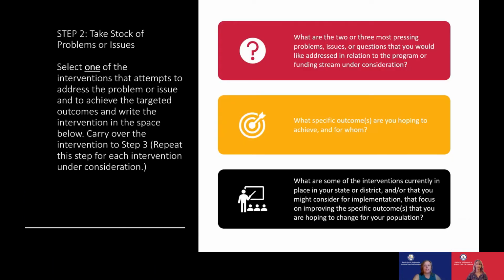Now that you have finished step 1, convene the entire team, review the materials, and decide on what the most pressing problems, issues, or questions in your education setting are in relation to the program or funding stream under consideration, the outcomes that you would like to achieve, and possible interventions to help achieve those outcomes. Again, pause your video to discuss with your team and school leaders these 3 questions. Use the space directly within Tool 5 to record your answers.